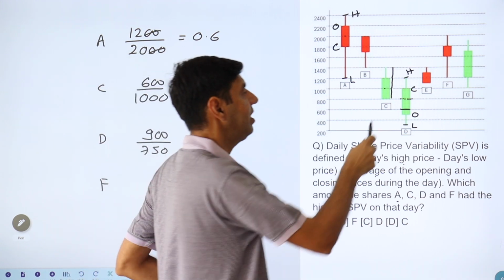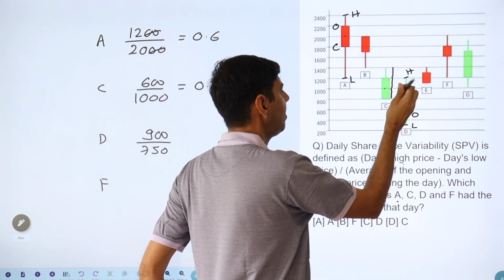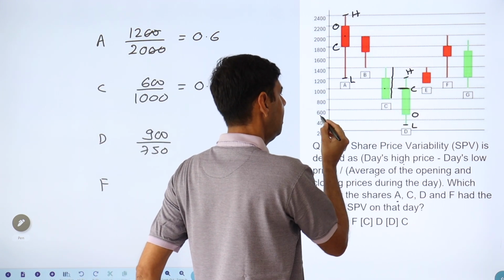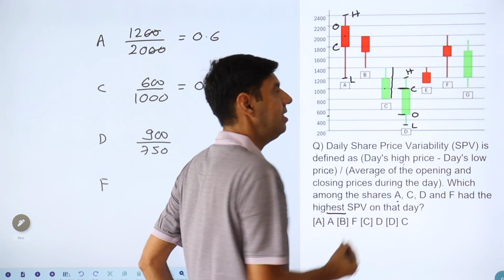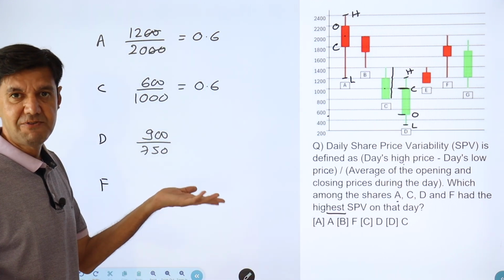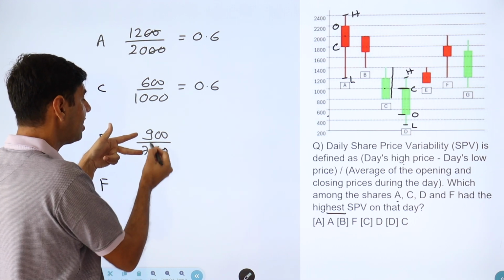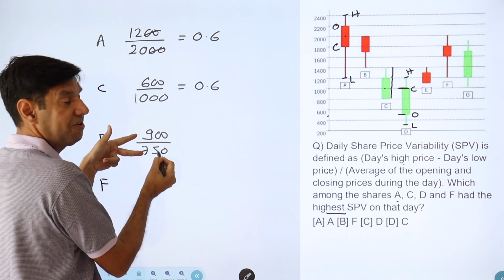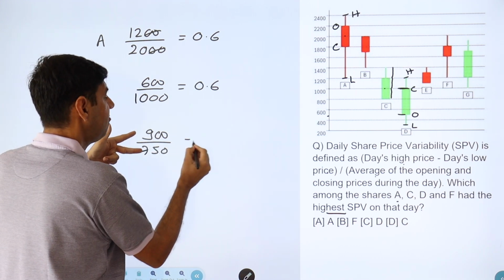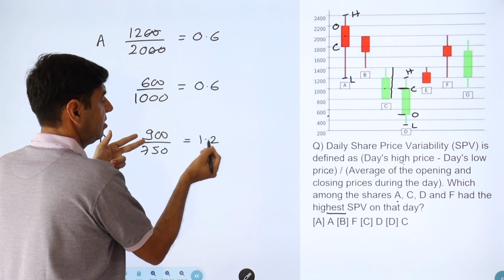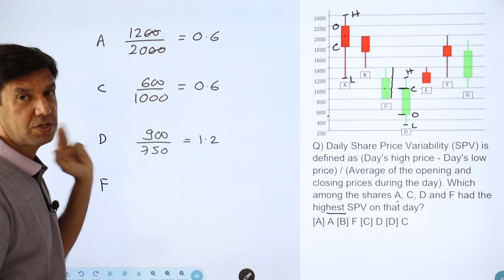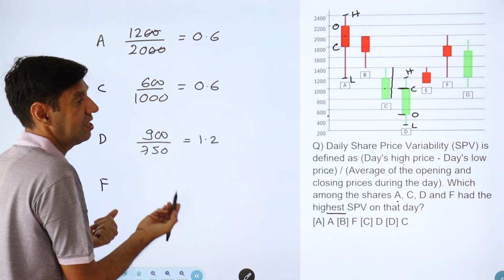However, what you could have even done is simply take the values. This is 1000. This here is 500. 1500, average it out, divide by 2, 750. Here also the answer should be obvious. 900 by 750 is 18 by 15, and 6 by 5 is 1.2. So this looks like a good candidate, at least more than that. So check for F, whether it is more than this or not.